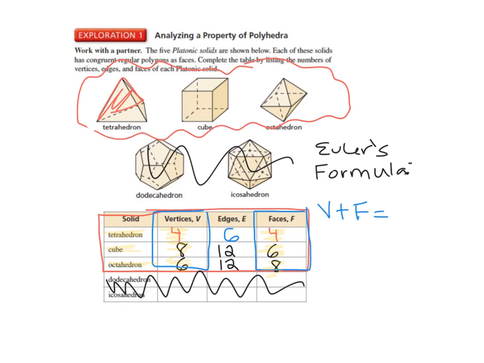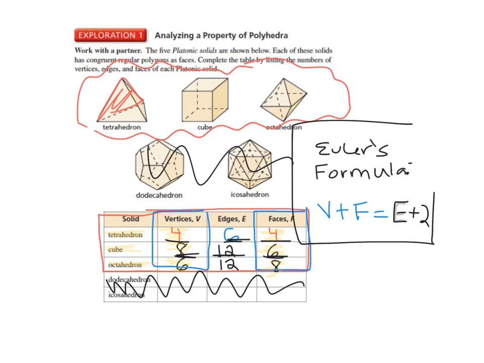Hopefully you noticed 4 plus 4 is 8. That would be the edges plus 2. So 4 plus 4 is 8. How else can I get 8? 6 plus 2. 8 plus 6 is 14. How else can I get 14? 12 plus 2. So this is the formula that we would spend a little more time on if we were in person in class, solving and discovering. But that is where that formula comes from.